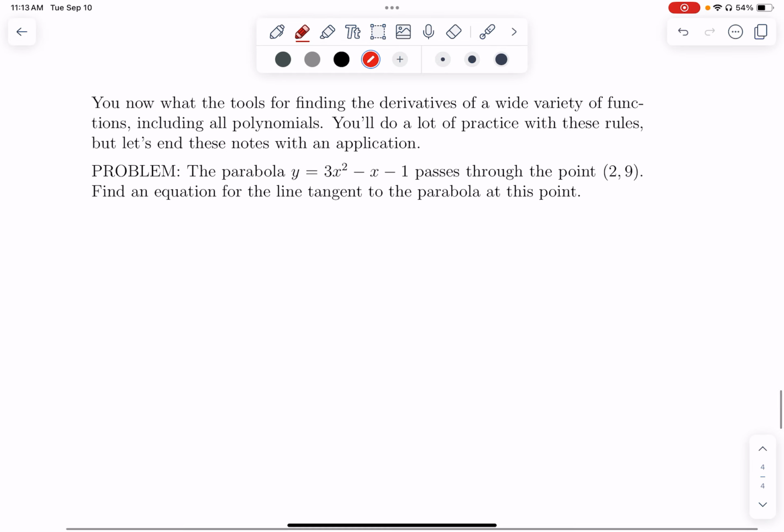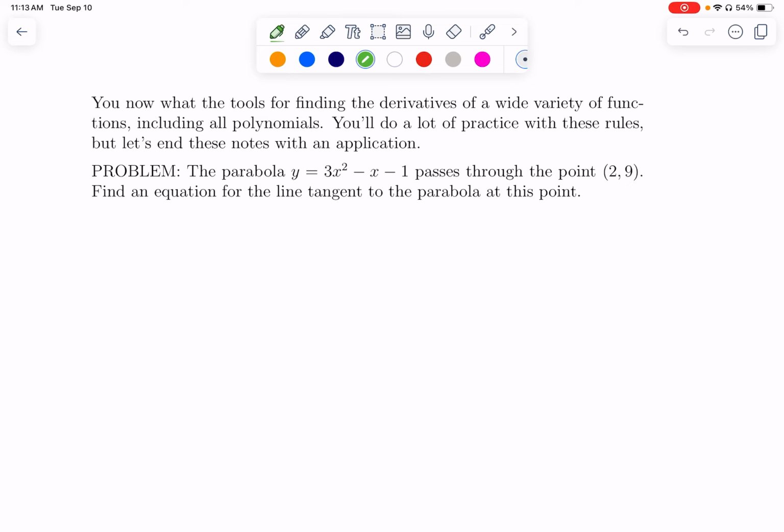So you're going to be practicing a bunch of these in your classwork. Let's just do one problem that reminds us of why we care about derivatives and one thing that's useful for them. So let's imagine the parabola y equals 3x squared minus x minus 1. I'm just going to draw a schematic diagram right now. And we can check that the point (2, 9) is on that graph.